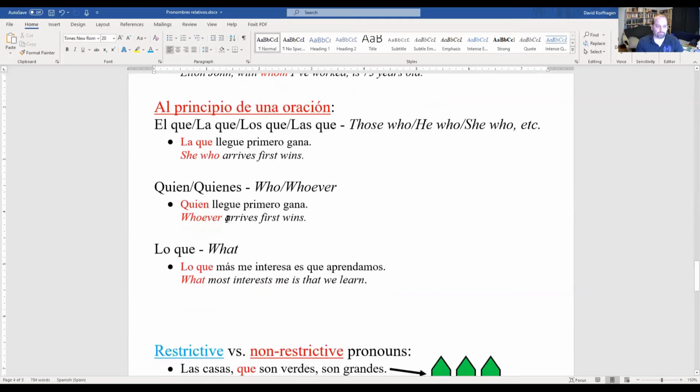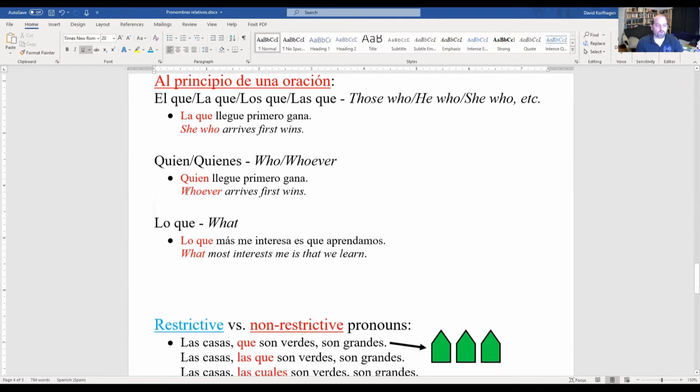See? And then we've got quien or quienes, who or whoever, right? So quien llegue primero gana. So whoever arrives first wins, right? I guess maybe in some places you might say "who arrives first wins," but I think "whoever" is probably the most common way to say that.